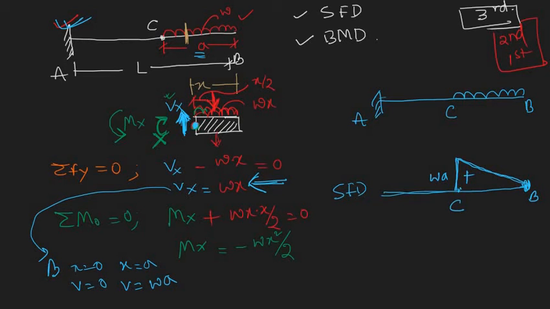And now we will plot the bending moment diagram, BMD, similarly from B to C. So at B, x is equal to 0, so put the values in this equation, you are getting moment as 0, it's okay. And at C, x is equal to how much? A, this one. So we are getting moment is equal to minus W A square by 2.